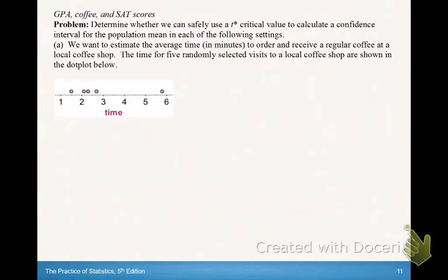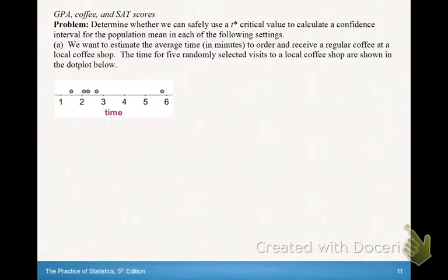This is on page 36. It says determine whether we can safely use a T-star critical value to calculate a confidence interval for the population mean in each of the following settings. We want to estimate the average time in minutes to order and receive a regular coffee at the local coffee shop. The time for randomly selected visits to a local coffee shop are shown in the dot plot below.